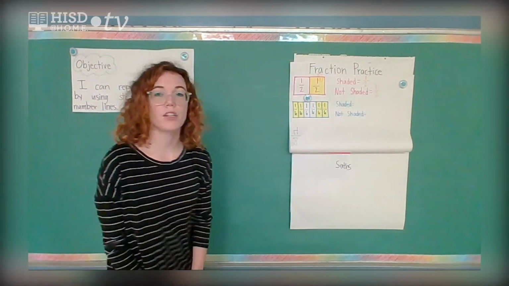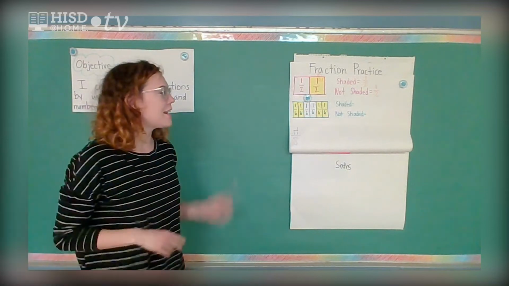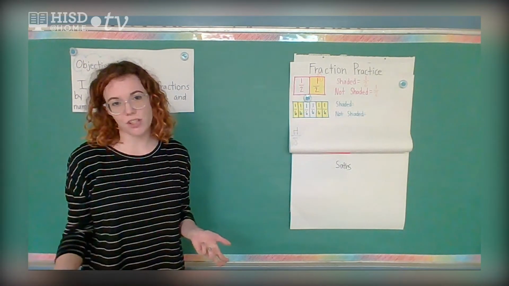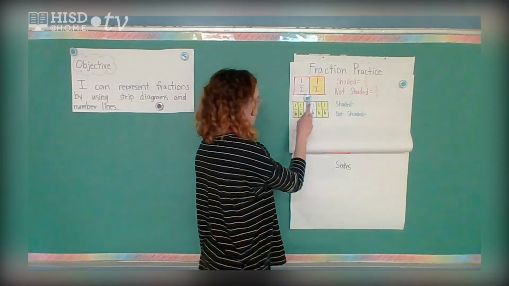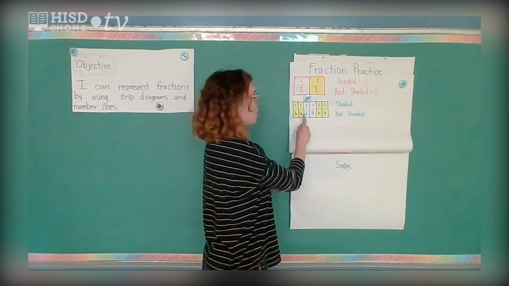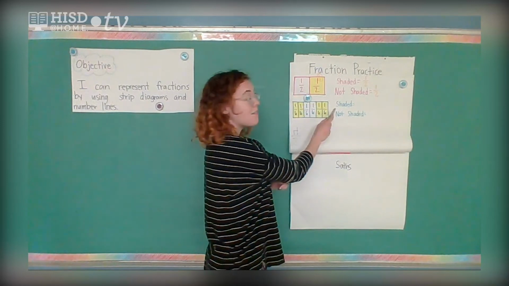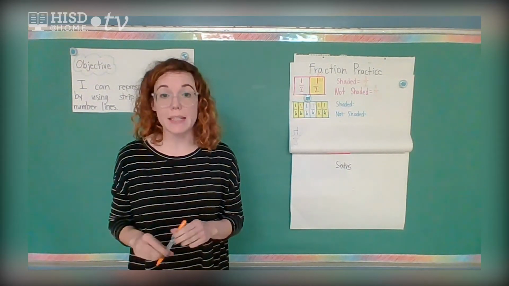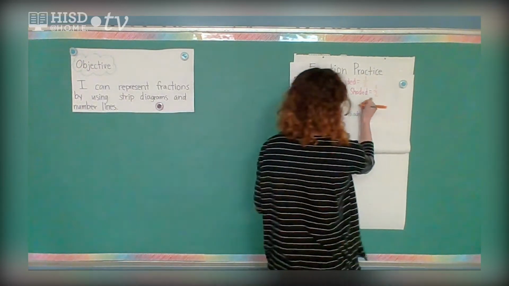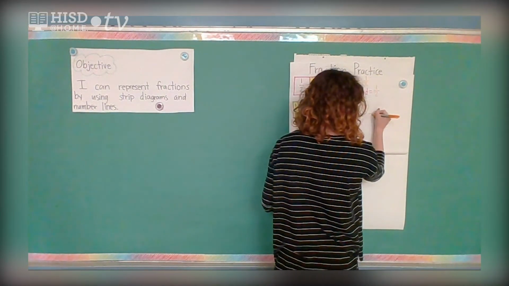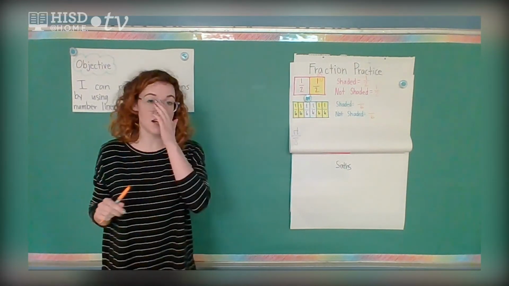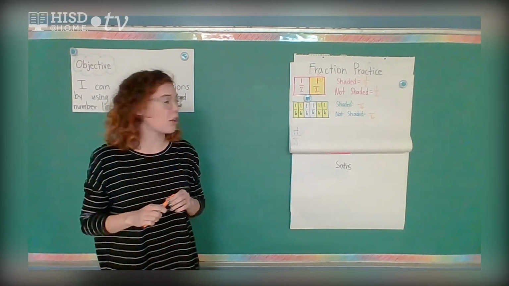All right, so now I'm going to show you how I'm going to solve this. Now I do know this problem does give me its denominator, but I'm still going to count to check. Let's see, there's 1, 2, 3, 4, 5, 6. So I know for both of these, the denominator is going to be 6, because there are 6 total parts that make this strip diagram, a strip model.